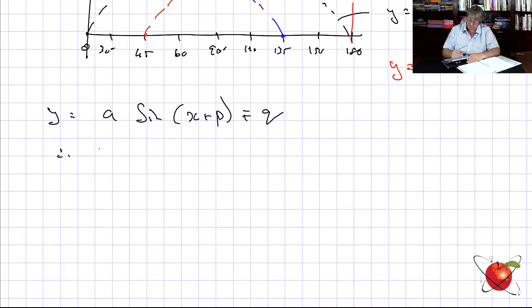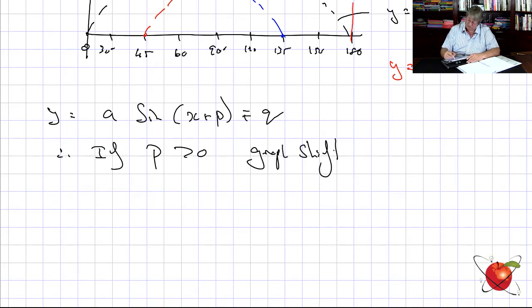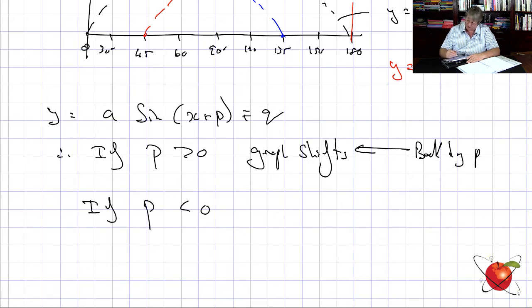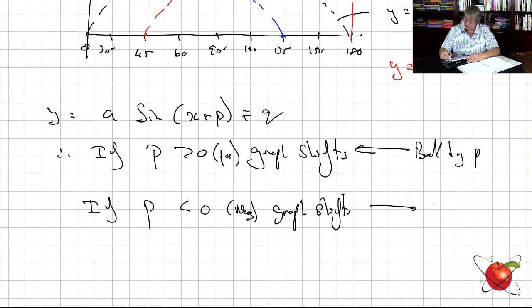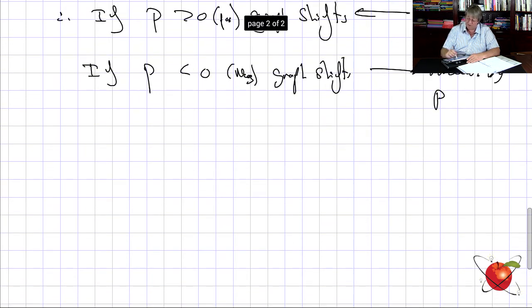So therefore, if p is greater than 0, the graph shifts backwards by p. If p is less than 0, in other words negative, the graph shifts forwards by p. Very, very straightforward.